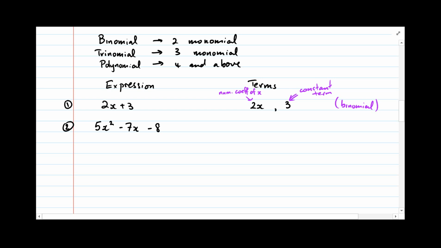Okay, let's look at the next expression here. It's 3 terms, so it will be a trinomial, or is a trinomial. All the powers on the variables are whole number powers. The absence of a variable on the last term just means that it is a constant term, but it's still acceptable. It's still a monomial in its own right. Okay, so what are the terms here? We would have positive 5x squared, no need to write the plus sign, but because of the signs here, negative 7x and negative 8.